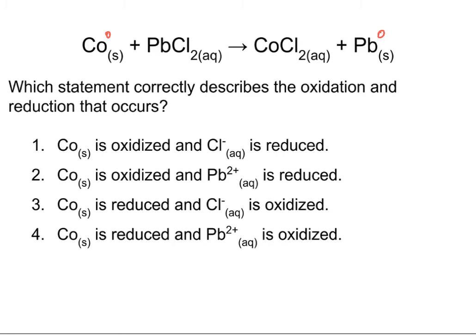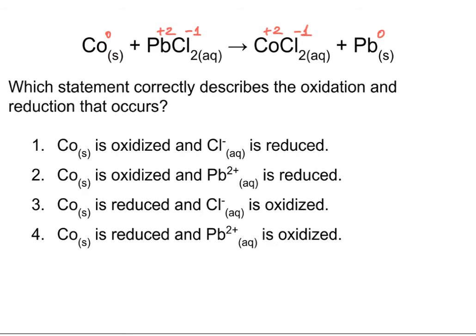Lead and cobalt get oxidation states of 0 as uncombined elements, and to analyze these ions, it's an ionic compound of cobalt-2 chloride, so cobalt has a charge +2, and chloride as an ion always has a charge -1, so my lead is +2.